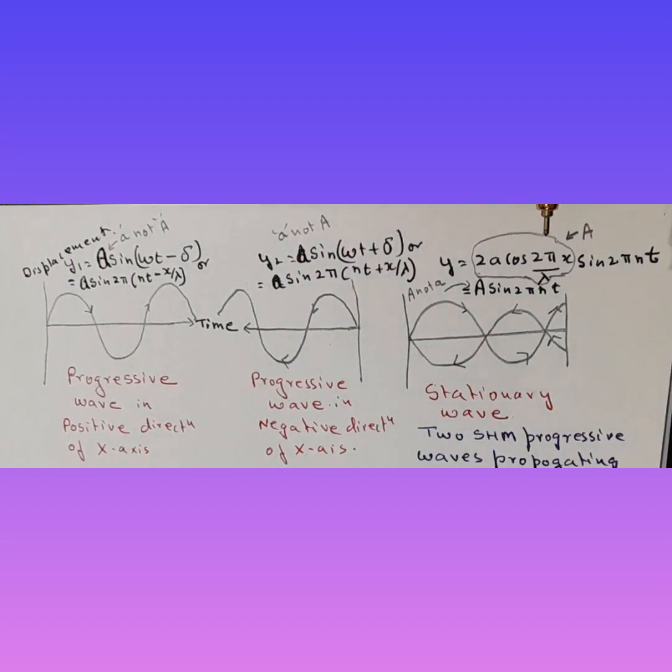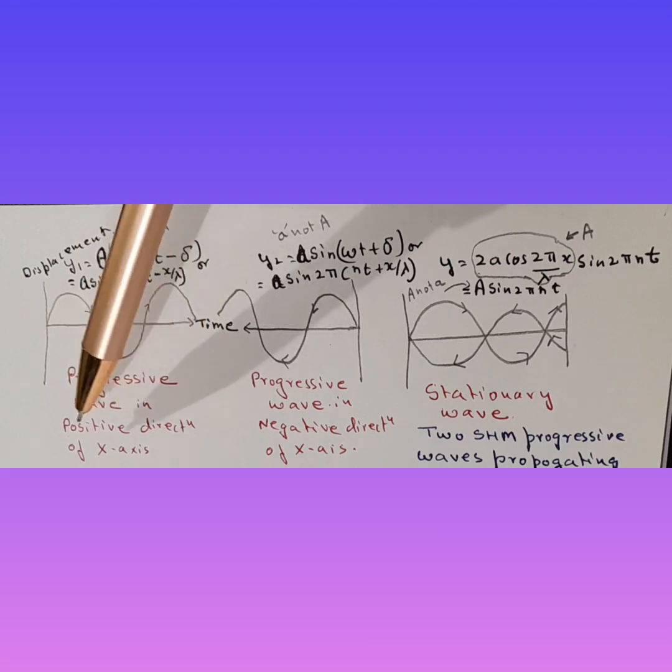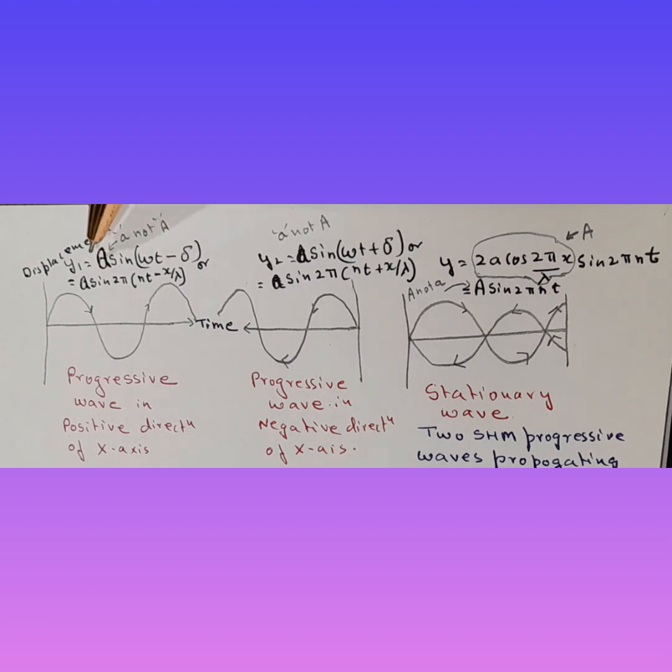Okay guys, let's derive the equation for a stationary wave. A stationary wave is a combination of two progressive waves in opposite directions. We already saw in my earlier video that a progressive wave in the positive direction of the x-axis has the equation a sin(ωt − δ). Mind you, here we are taking it as small a.